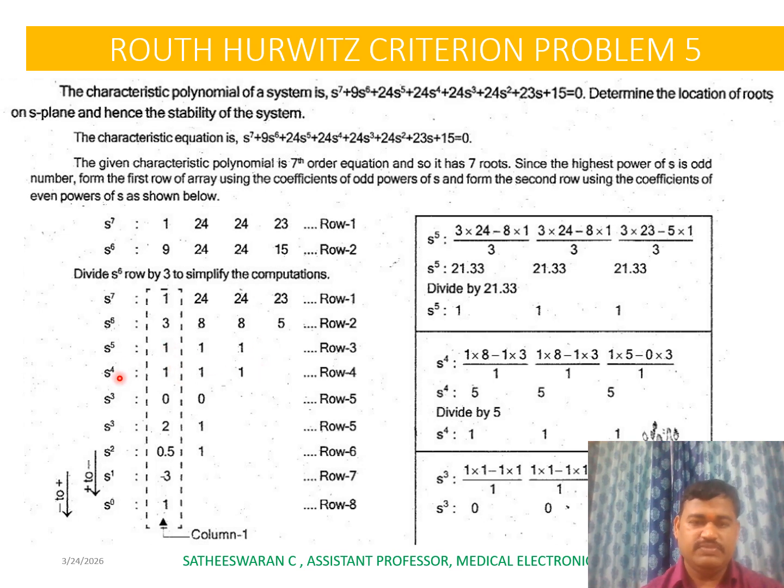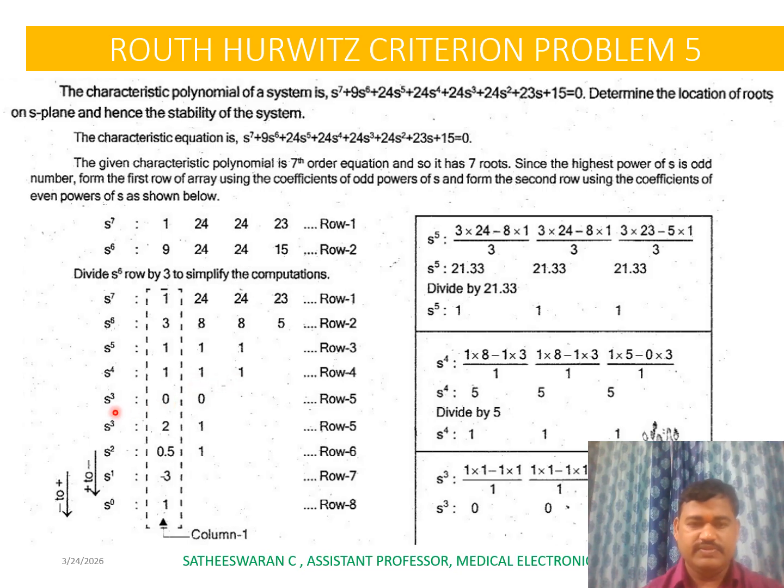You have to compute the s power 4 row. Similarly here, 1 into 8 minus 3 into 1 divided by 1, value 5. Similarly here, 1 into 8 minus 3 into 1 divided by 1, value 5. 1 into 5 minus 0 by 1, value 5. All the s power 4 elements divided by 5 give values 1, 1 and 1. Right, here 1, 1, 1.